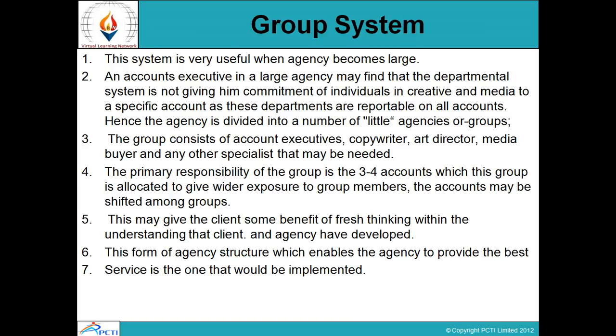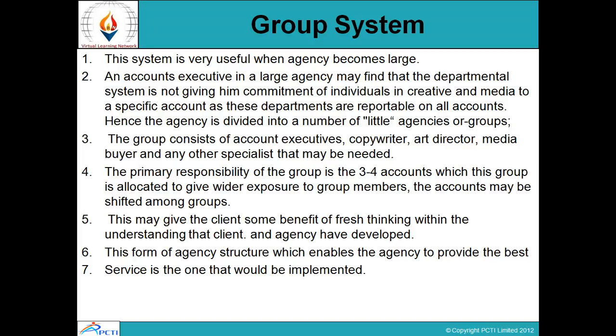Another kind of agency structure is the group system. This system is very useful when the agency becomes large. An account executive in a large agency may find that the departmental system is not giving him the commitment of individuals in creative and media to a specific account, as these departments are responsible for all the accounts. Hence the agency is divided into a number of little agencies or groups.